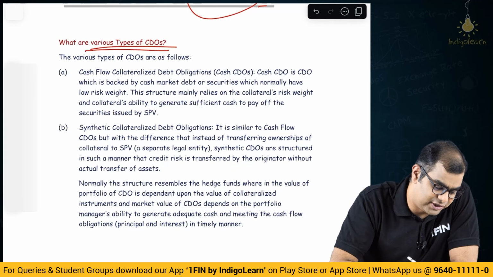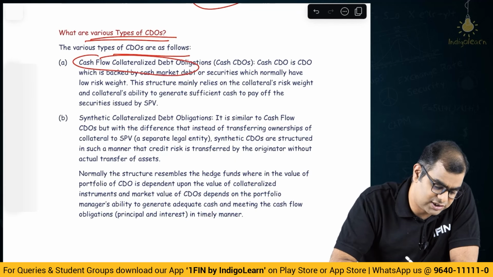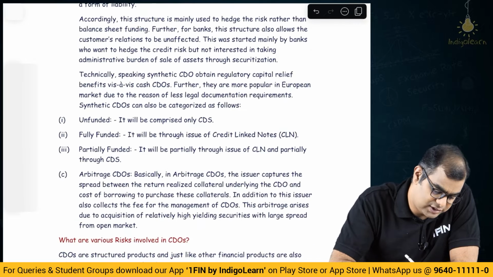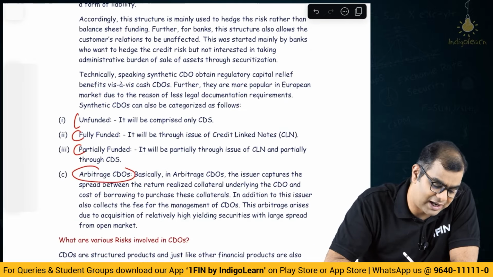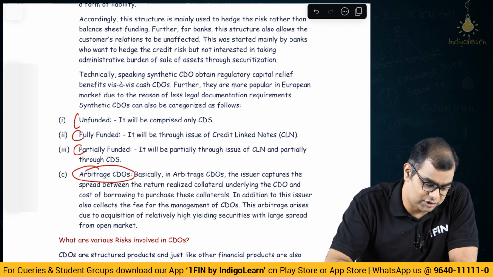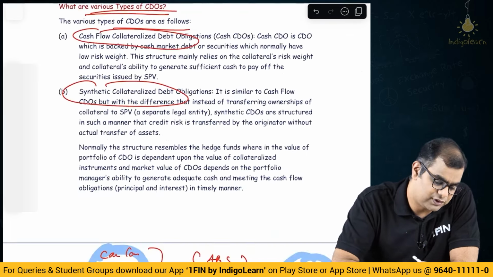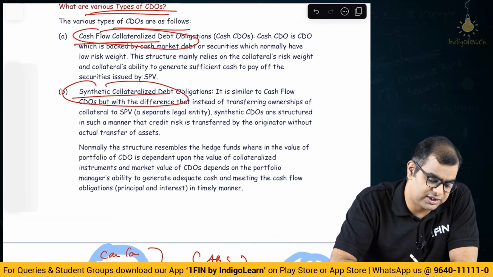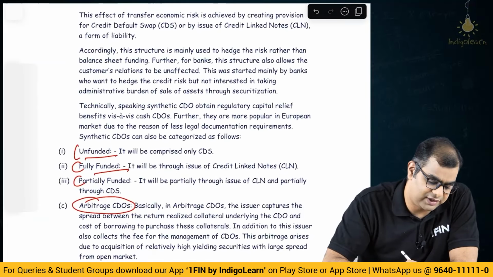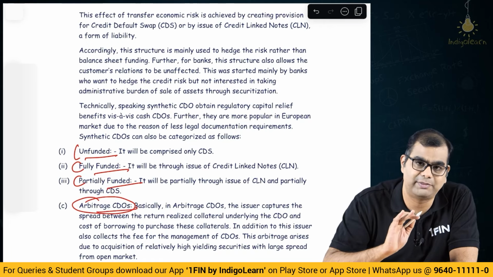What are the various types of CDOs? The first one is called cash collateralized debt obligations, then you have synthetic collateralized debt obligations, then in synthetic you have unfunded, fully funded, partially funded, and you have arbitrage CDOs. We will basically be discussing these three.